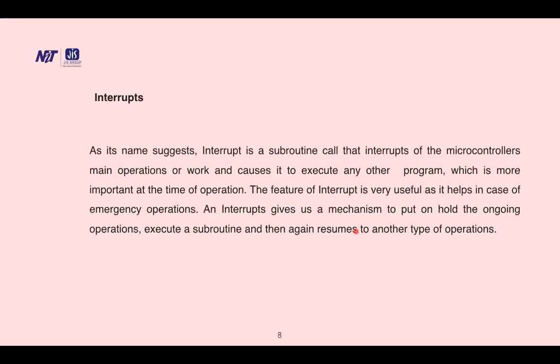Interrupts. As its name suggests, an interrupt is a subroutine call that interrupts the microcontroller's main operation and causes it to execute another program, which is more important at the time of operation. The feature of the interrupt is very useful in case of emergency operations, and interrupts give us a mechanism to put on hold the ongoing operations. They execute a subroutine and then resume the previous operations.